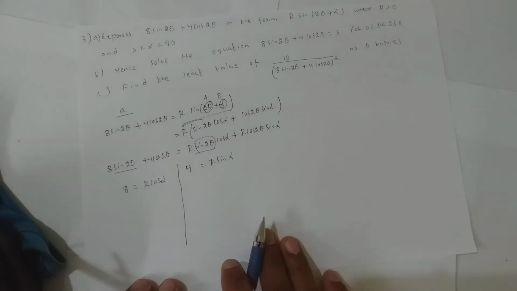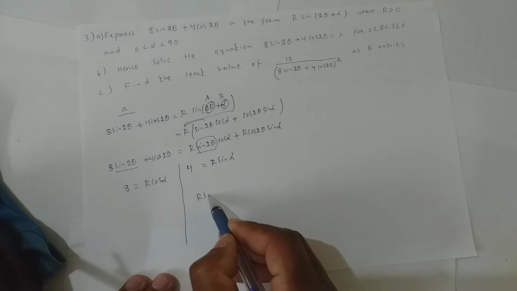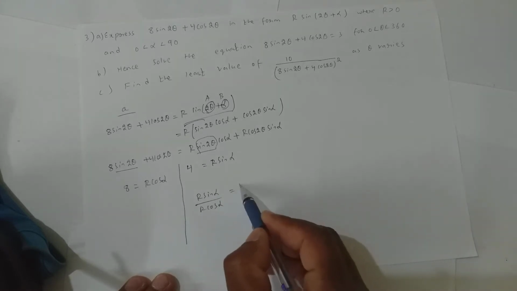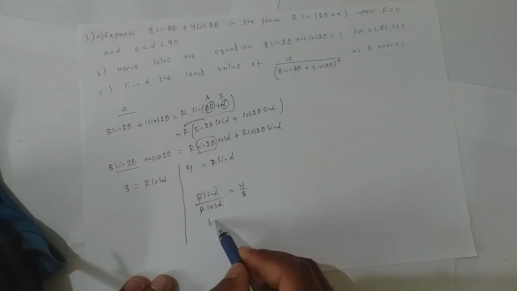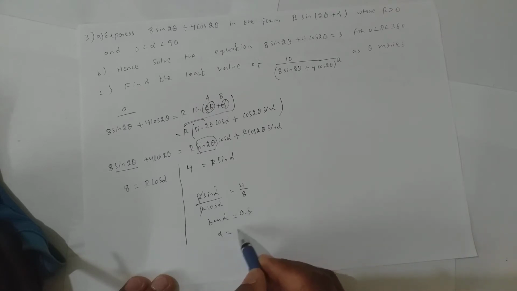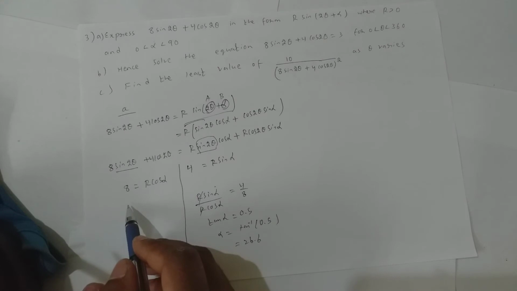Now, how do I get alpha? As we have learnt in the last video, we divide. So r sine alpha by r cos alpha equals 4 by 8. So r gets cancelled. I get tan alpha equal to 0.5. So alpha equals tan inverse of 0.5, which is 26.6. I found alpha.